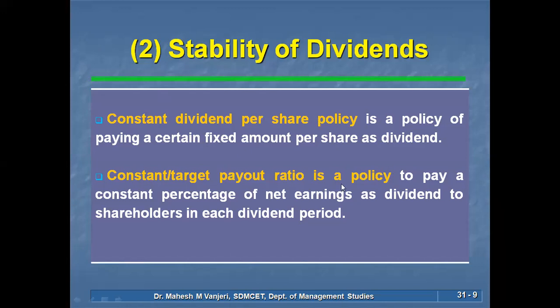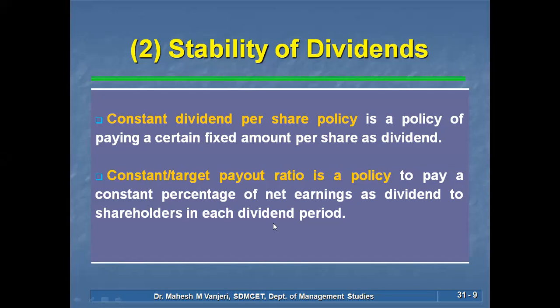In a constant payout ratio, the company determines a certain percentage. So constant payout ratio is the policy to pay a constant percentage of net earnings. Let us say 5% of the net earnings will be distributed as a dividend to equity shareholders in each dividend period.